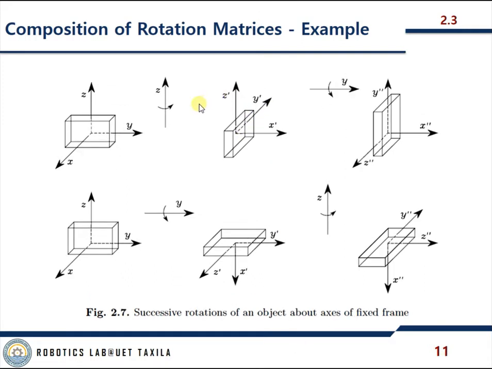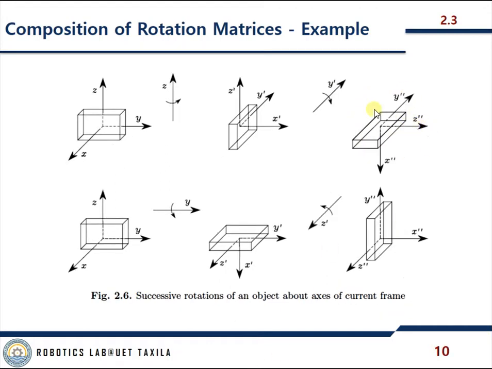Here, please note that first we rotate this object with respect to the z axis, we get this, and then we rotate this object with respect to the y axis, which was the initial frame. So we get this shape. Note that this shape is different from this one, although we rotated it in z and y, but with a different reference: fixed initial reference frame and current reference frame.